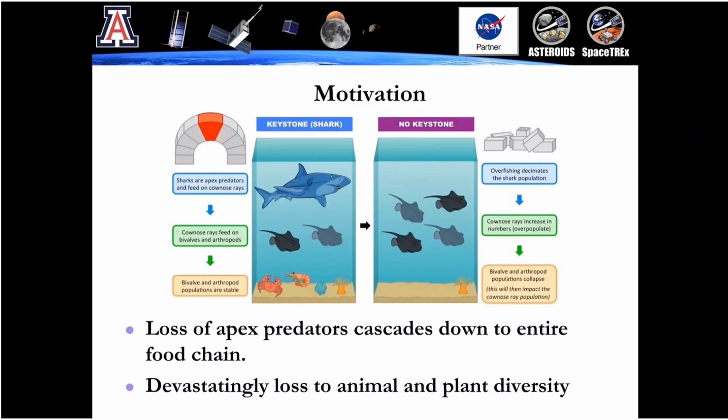In particular, when we lose an apex predator, this cascades down to an entire food chain. In fact, as you can see here, for example, a shark being an apex predator, when we lose a shark, what we're ending up losing is the entire diversity of the ecosystem. And so some of the animals may remain even after the death of an apex predator, but it may not be as diverse. And so this can have devastating implications to animal and plant diversity. And this has been accelerating over the past few decades.